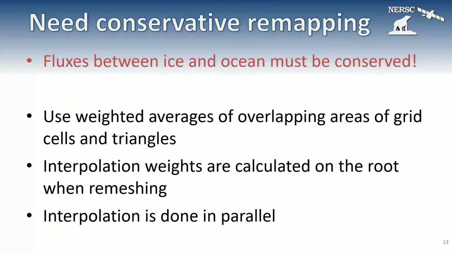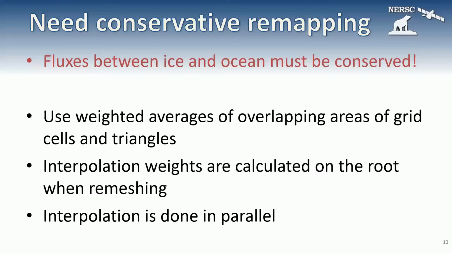So there's a second problem actually for an ice-ocean coupled model, and that is that ice and ocean are extremely tightly coupled, and we can't really suffer inaccurate interpolation between the mesh and the grid. So what we need is a conservative remapping between the mesh and the grid, and this has to be very fast and very efficient, because you need to recalculate the weights every time you do a remeshing.